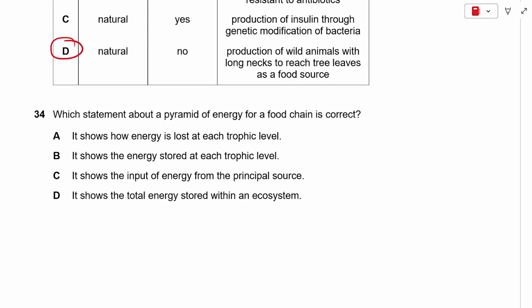About pyramid of energy, so it shows how energy is lost at each trophic level. It shows the energy stored at each trophic level. It shows the input of energy from the principal source. It shows the total energy stored within an ecosystem. Pyramid of energy usually shows the energy present in each trophic level. So energy stored in each trophic level. Alright, yeah. And that is going to be B.